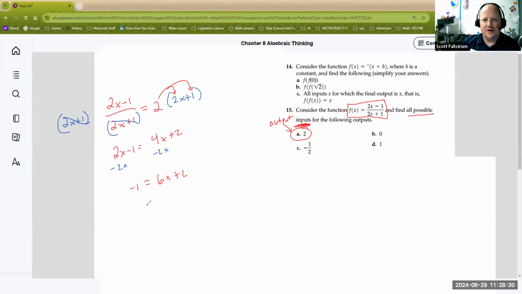Let's see. So I want an output of 2. If I bring this to the other side, it'd be -3 equals 6x. So -3 over 6 equals x. But let's check. That's -1/2, right? So if I go back to my original function and plug in a -1/2, let's see what happens. I get 2 times -1/2 minus 1, divided by 2 times -1/2 plus 1.